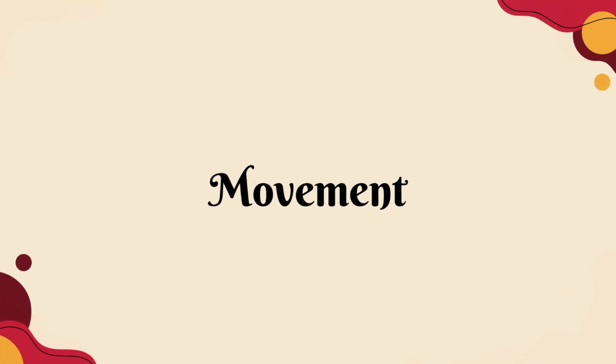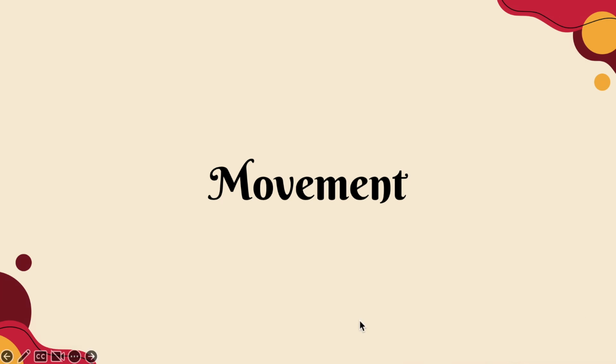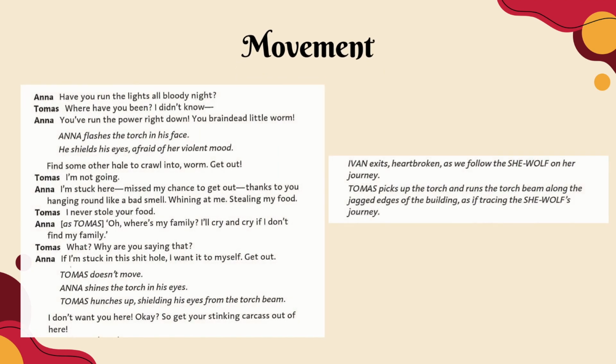Towards the beginning of the extract, we can see movement used as a way to show what the characters are feeling. Through the lines, "He shields his eyes, afraid of her violent mood," Thomas doesn't move, and Thomas hunches up. We can tell that he is physically closing into himself and is clearly taken aback by Anna's violent mood and the words she uses to refer to him: brain-dead little worm and stinking carcass.